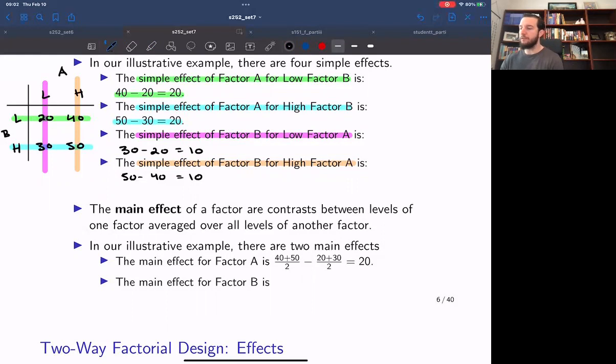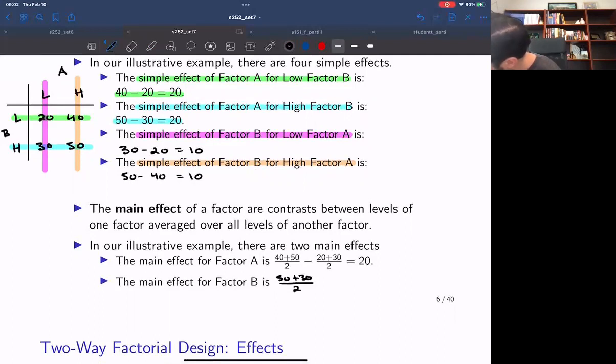The main effect for factor B is going to be the average at high B, which is 50 plus 30, minus the average at low B, which is 20 plus 40. So we have 50 plus 30, which is 80 over 2, which is 40, minus 20 plus 40, which is 60 over 2, which is 30. That gives us 10. So main effects are the averages at the levels of one factor compared to one another. Any questions?